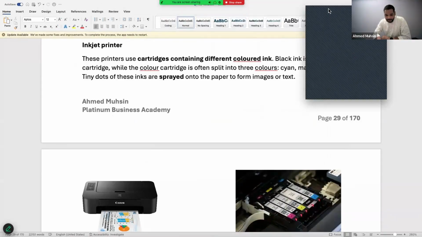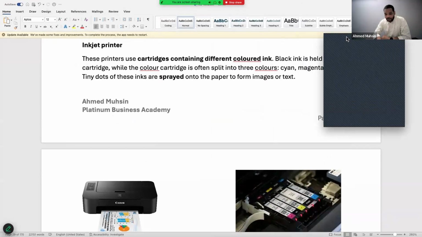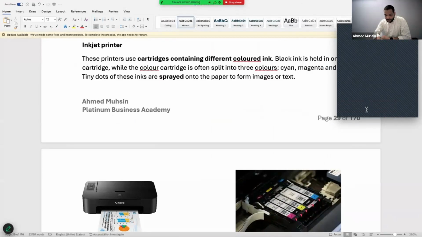So you're having a color printer that you only put 2 ink cartridges. Generally it is 4. All the colors are in one.